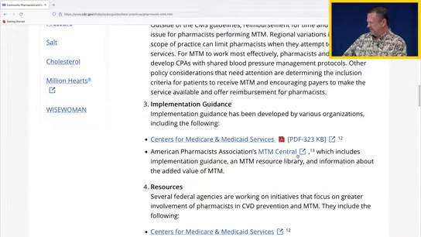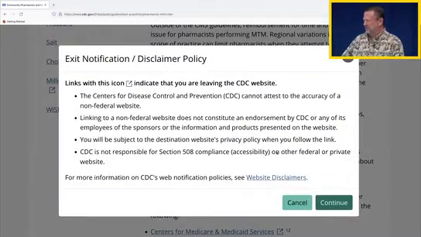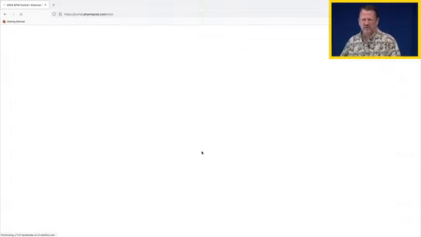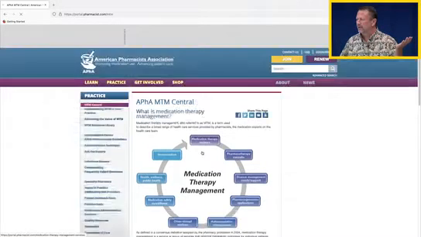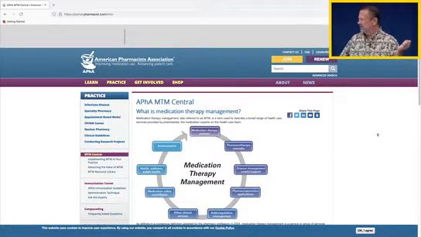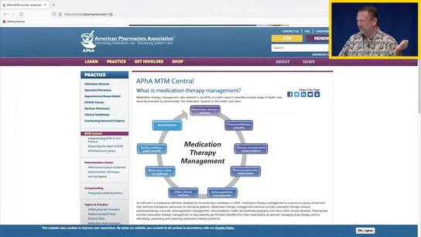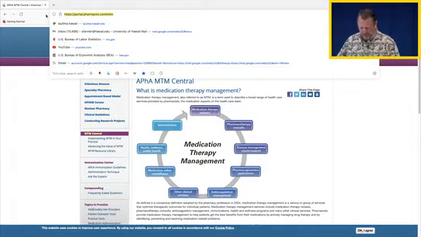American Pharmacists Association's MTM Central. You were leaving the CDC website. That's okay. Let's see what we come up with. I don't get to surf on the net. You know, everything in Pharm 203 is so regimented and canned that sitting in front of a camera and searching for stuff is fun. And so, you know what, I'm going to take this website and I'm going to stick it on my slides, and we'll look at it some other time.